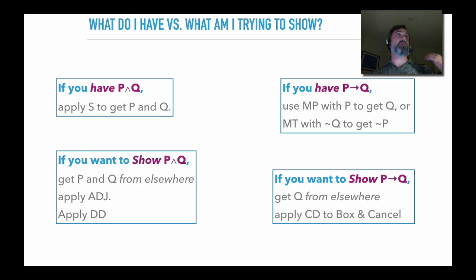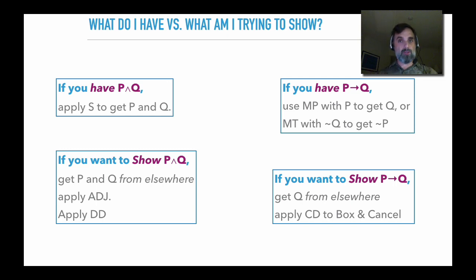On the other hand, if you want to show a conditional, then you somehow or other get to Q, and then you apply CD. And one way to get to Q would be to do show cons. You don't always have to. In some cases you do. It will never hurt to do show Q. But again, if you have if P then Q, then you can use it with inference rules. If you want to show if P then Q, then you get the consequent and apply CD, and one way to get the consequent is to do show cons.